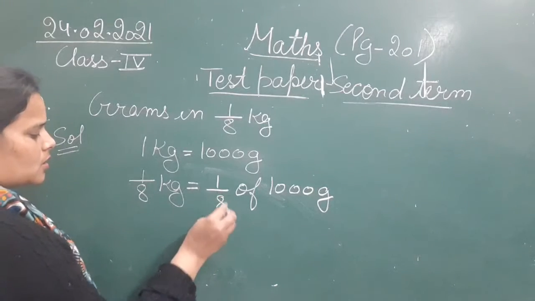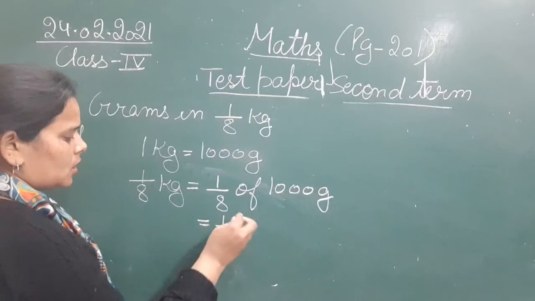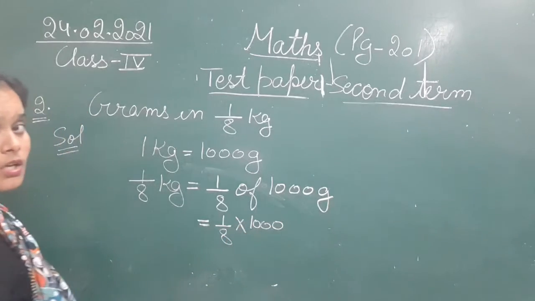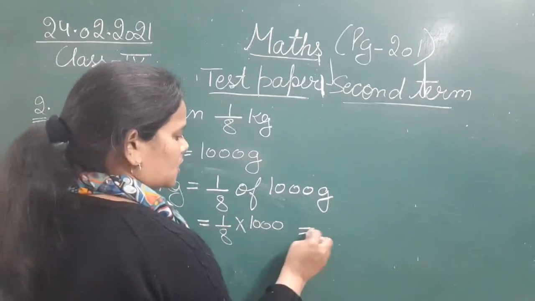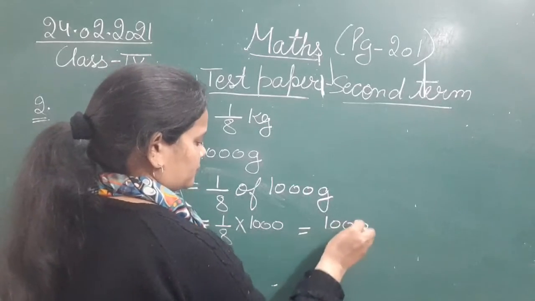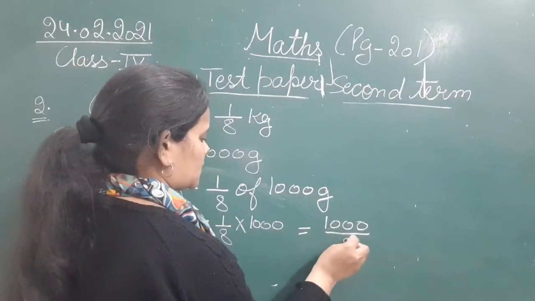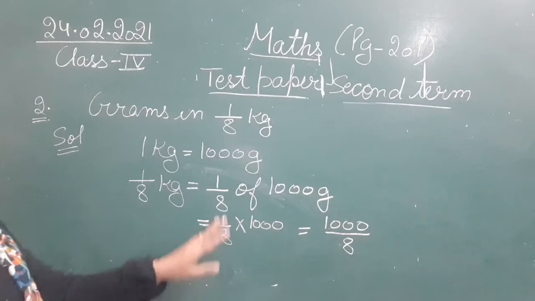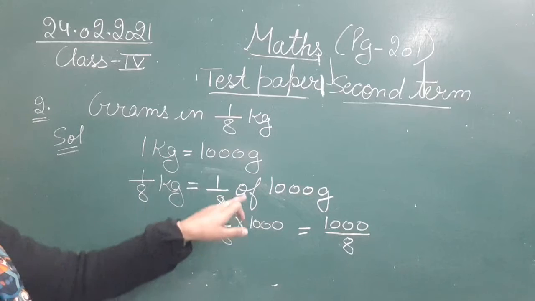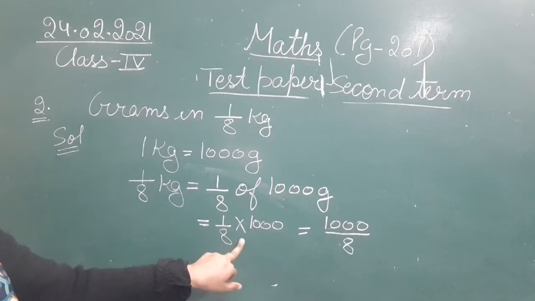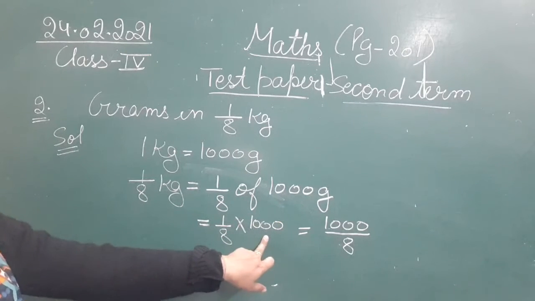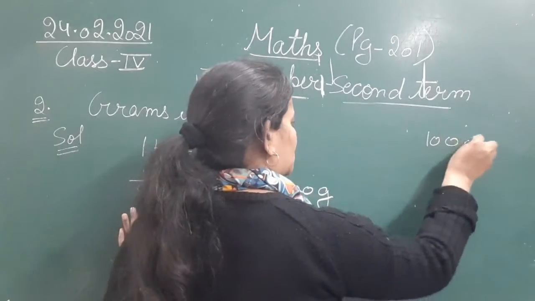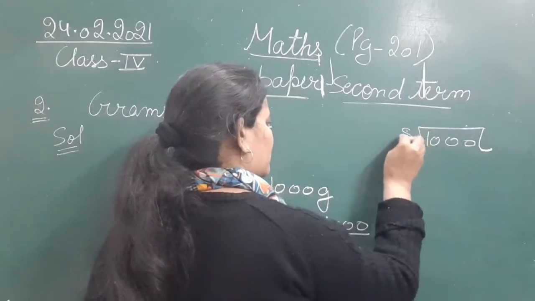So that is 1 upon 8 into, sign of multiplication, 1000. So that is 1000 upon 8. देखिए हमने 1 upon 8 as it is we have written. Now the division sign has changed into the sign of multiplication and 1000 we have written here. So let's divide 1000 with 8.